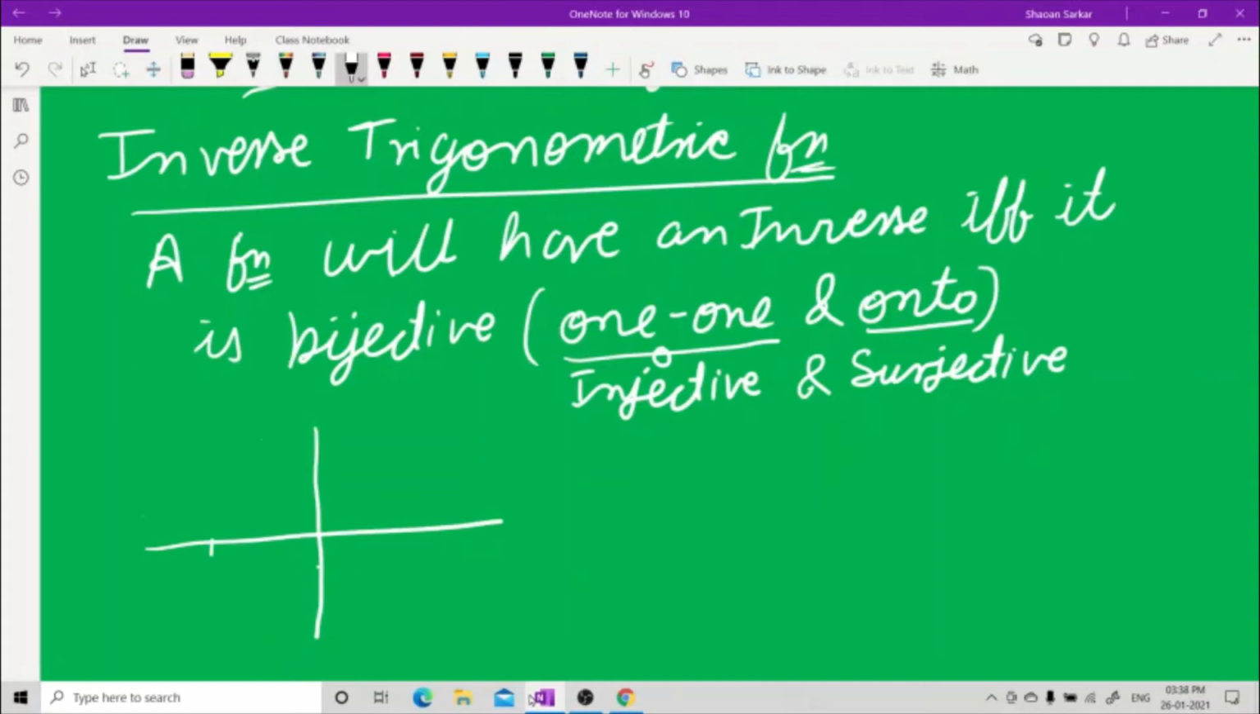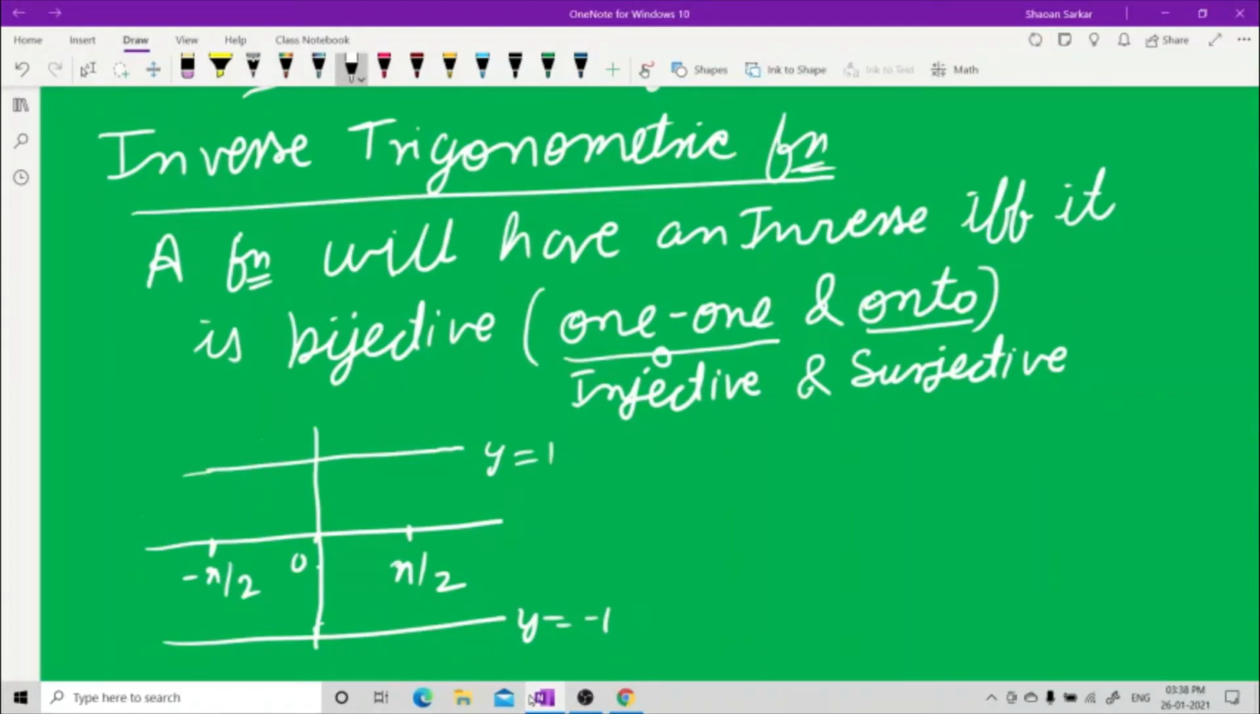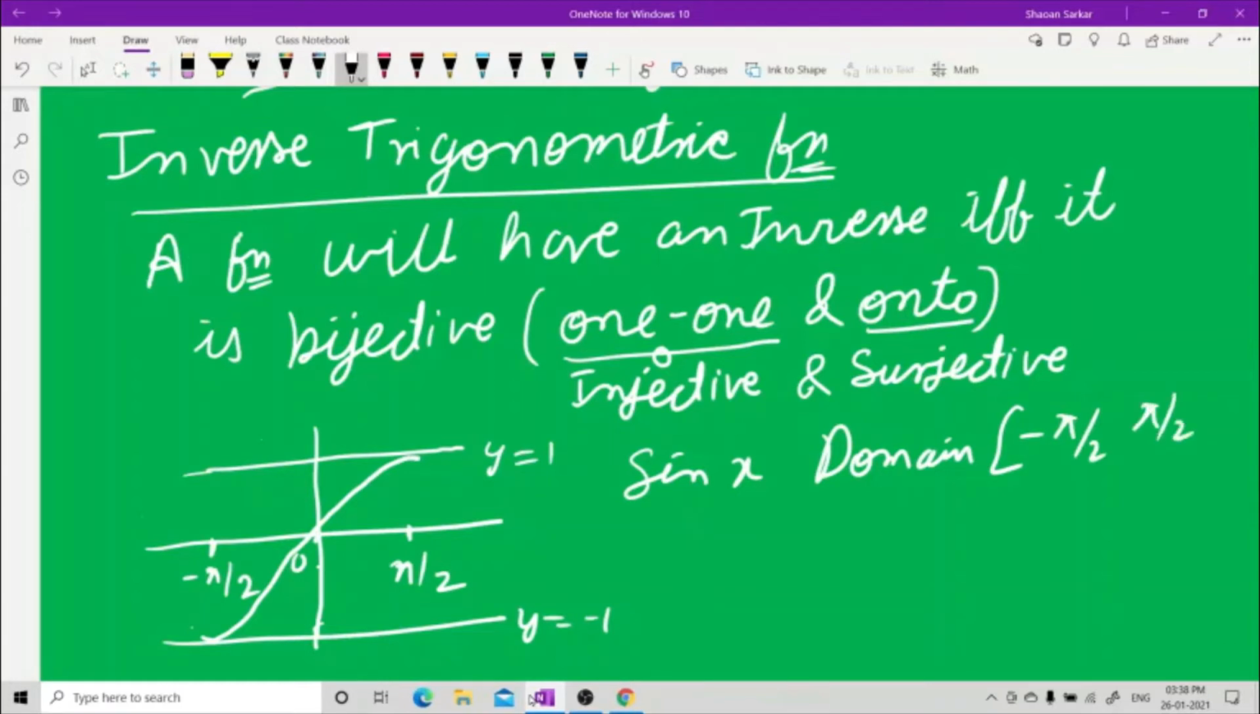See, this is minus pi by 2. This is 0, and this is pi by 2. Now this is y equal to minus 1 and this is y equal to plus 1. Now from here, this graph goes like this. This is the sine x graph. The domain of this sine x will become minus pi by 2 to pi by 2, and its range is going to become minus 1 to 1. Now in this case, this function will become 1-1 and onto.